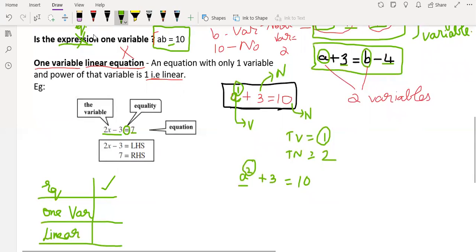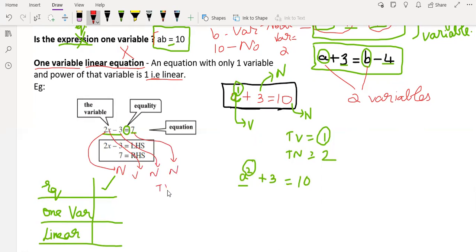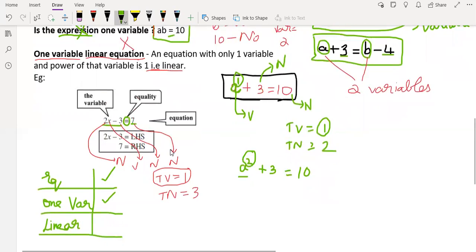Okay, so what is the variable? 2 is nothing but a number, x is nothing but a variable, 3 is nothing but a number, 7 is nothing but a number. So total variables equals 1. Total numbers equal 3. So only one variable is there, so it becomes a one variable equation. That is also verified, whether it is one variable or not.